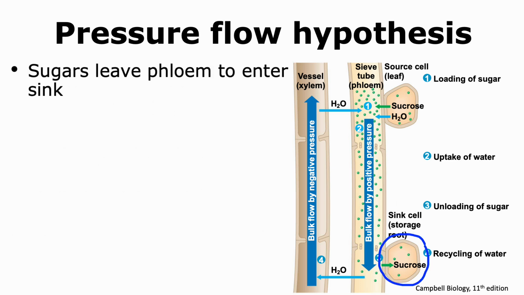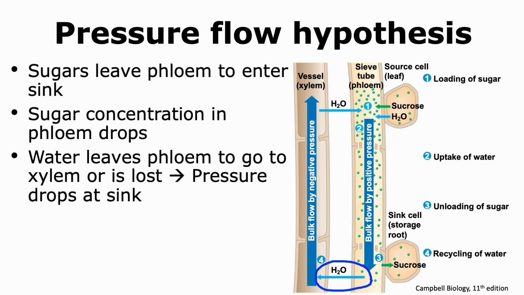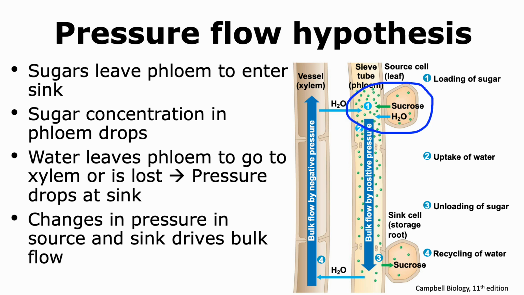At the sink, which are regions that are low in sugars, the sugar that is present in the neighboring phloem will leave to enter the sink. This causes a drop in the solute concentration in the phloem that is near the sink, which results in water leaving the phloem and entering the xylem or other neighboring tissues. This water loss creates a low pressure area near the sink. Thus, the changes in pressure in the source and the sink drive the bulk flow of phloem sap.